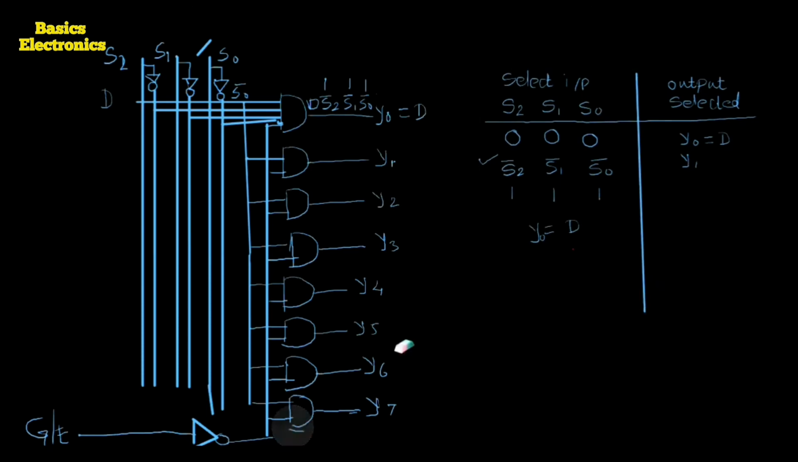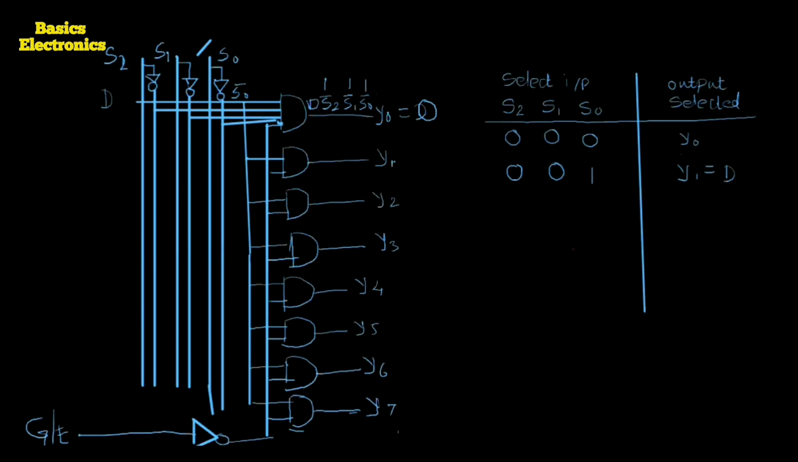Means here S2 equals 0, S1 equals 0, and S0 equals 1. Then it is desired that the output selected is Y1. It means here now Y1 equals data input D. Means here Y0 equals 0 and all other lines equal 0.